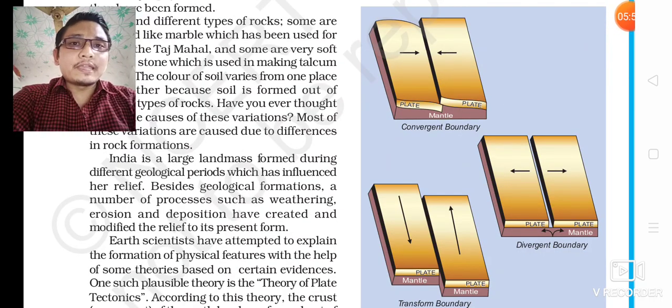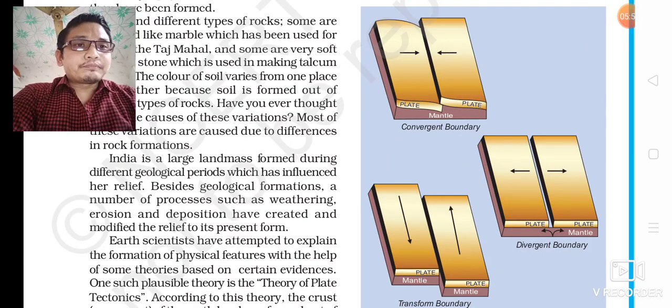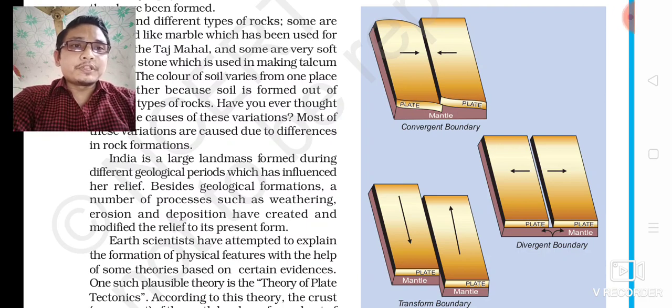Here on the right side, there is the picture: convergent boundary, divergent boundary, transform boundary. These are the three types of movement of the tectonic plates, okay? And due to the movement of these three types of tectonic plates, various landforms come into existence.